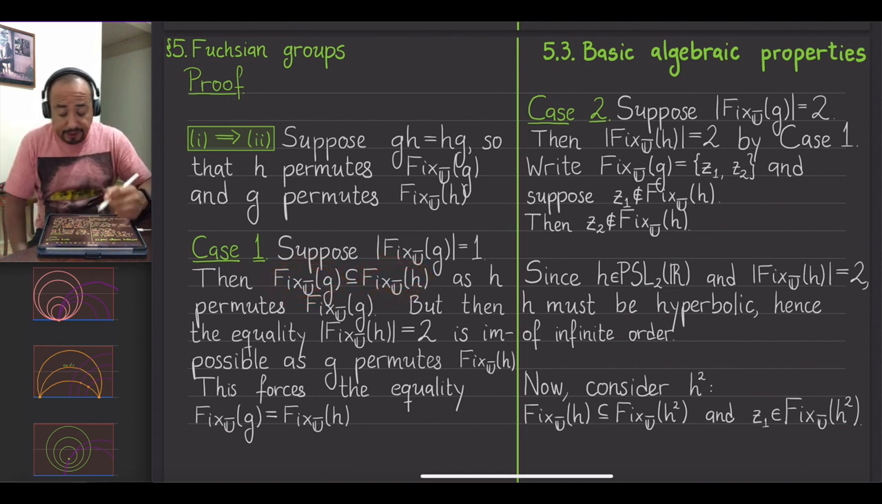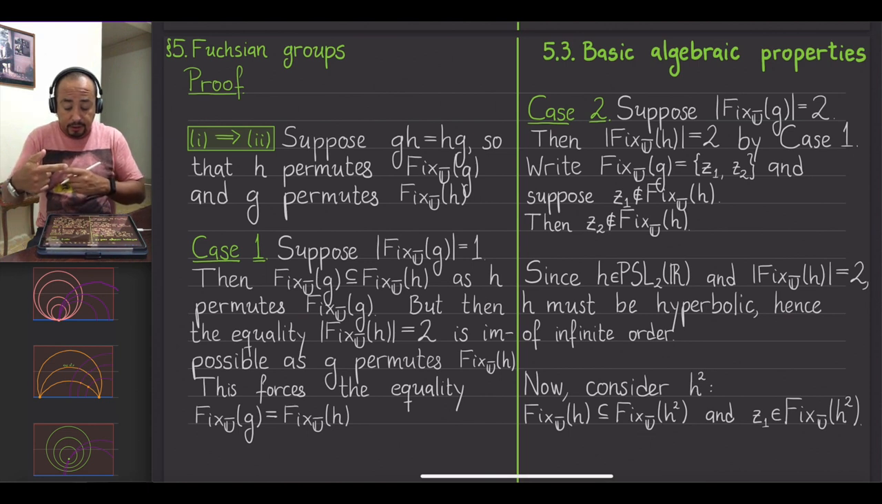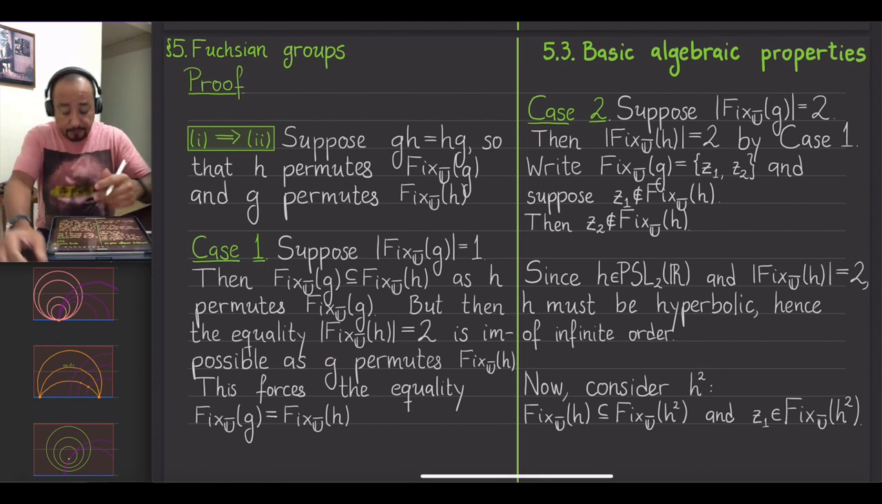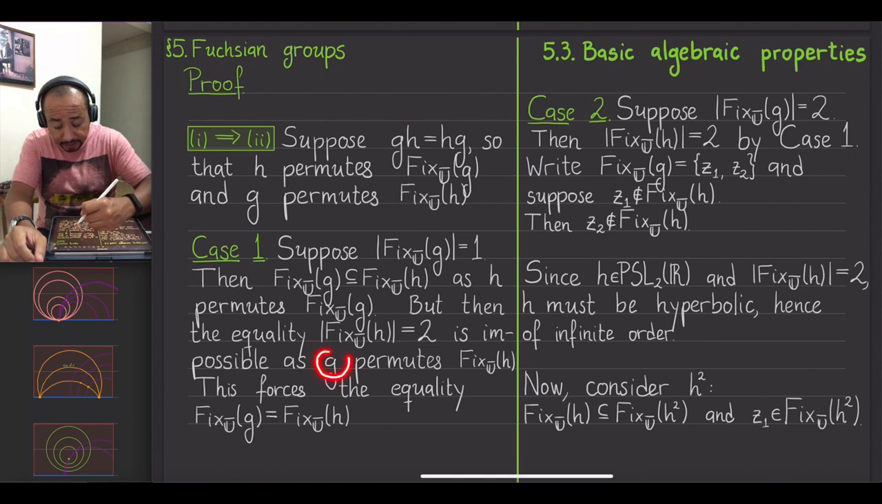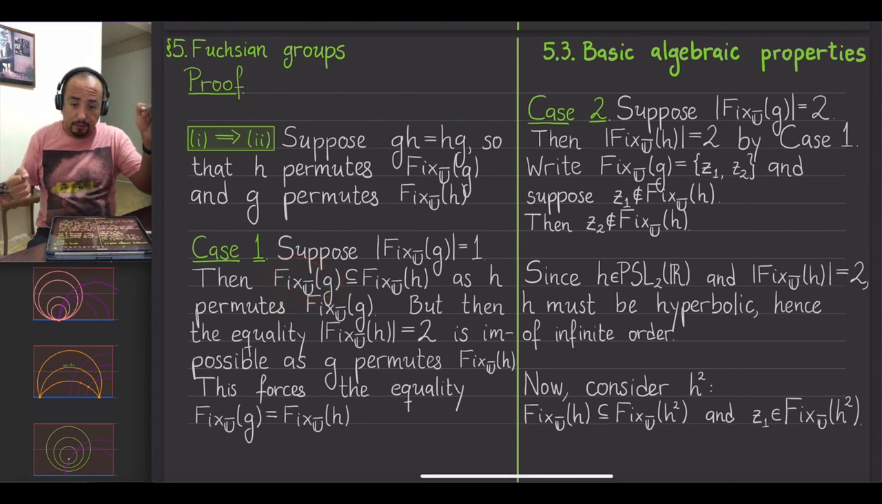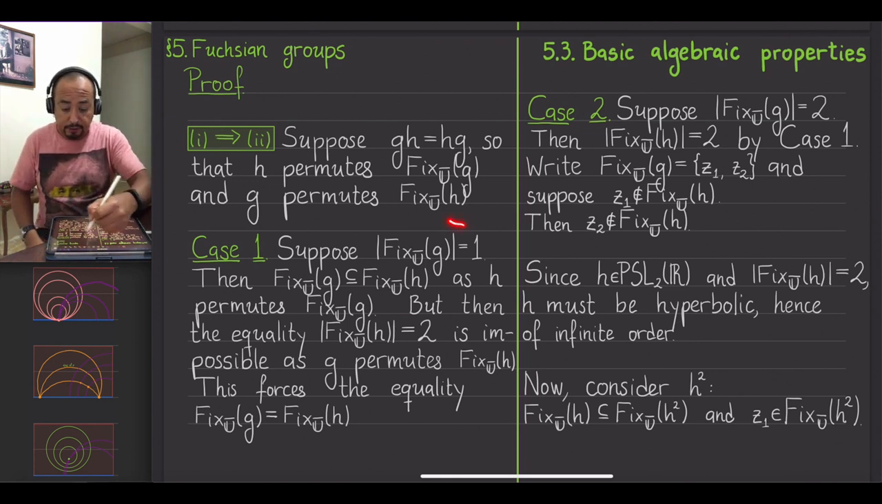Okay, but then you see, if we now consider the set of fixed points of H, we see that this equality is impossible because G permutes this set, right? So if H had exactly two fixed points, then one of them would be completely fixed by G, but then the other one would have to be fixed by G as well, right? Because G has to permute the whole set. But then that would mean that G has two fixed points and not exactly one, right? So this possibility is impossible.